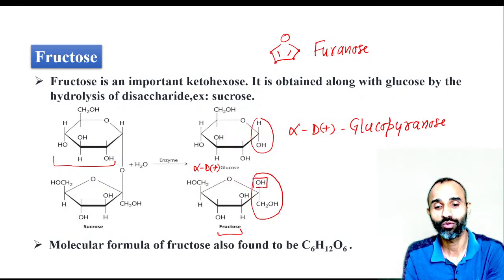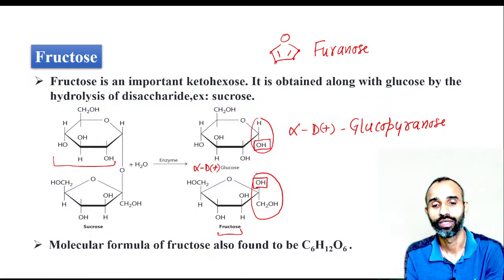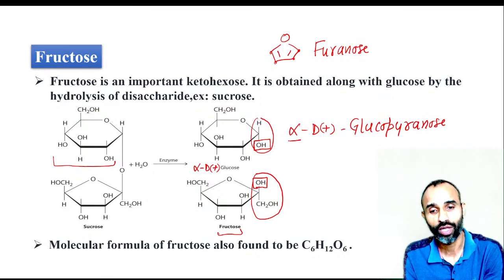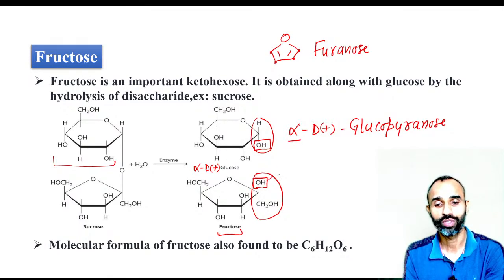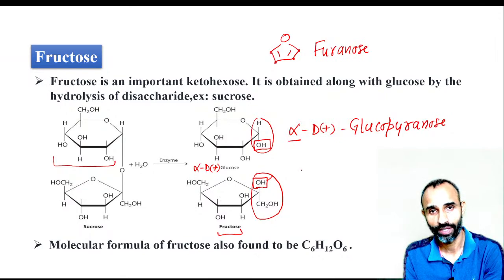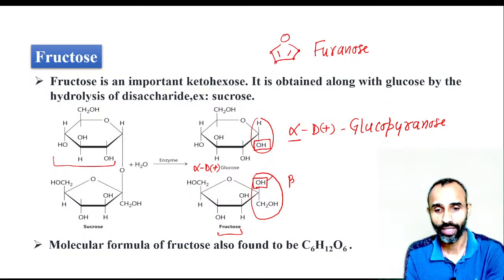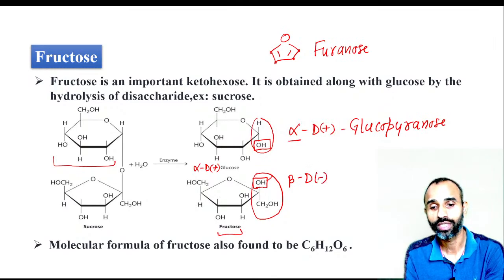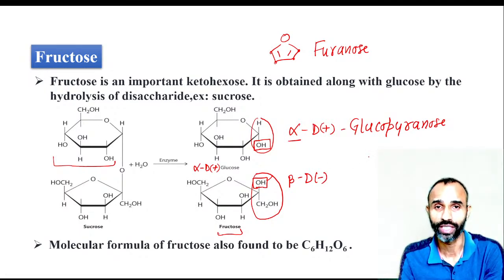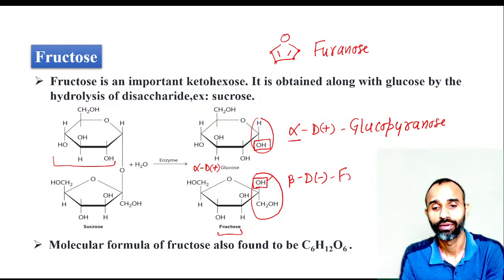Just look at OH. If OH is below the plane, that is called alpha. If OH is on the top, above the plane, that is called beta. So it is beta, again D, but now it is negative, because fructose is laevorotatory. It is beta D negative fructopyranose.